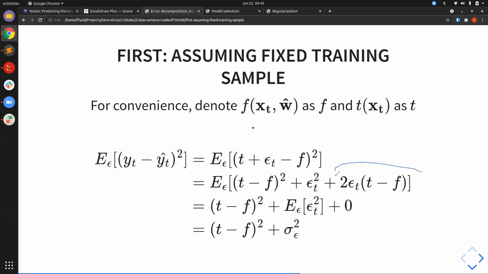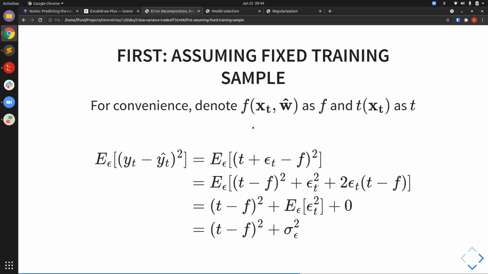Next, let's take a look at this term. The 2 is a constant, the t minus f is a constant, but then we have the expectation of epsilon t. But recall that epsilon is distributed with 0 mean. Sorry for my terrible handwriting. Epsilon has 0 mean. So this term becomes 0 because the expectation of epsilon t is 0. So that goes away. And we're left with this constant t minus f squared, or at least it's constant with respect to the expectation over the stochastic noise, plus the expectation of epsilon squared.